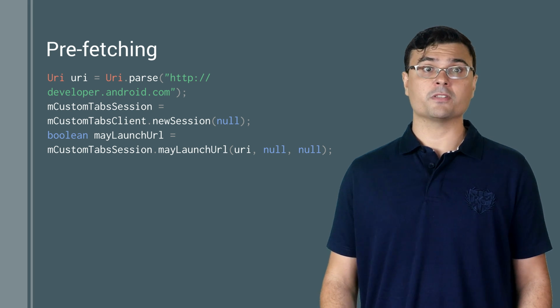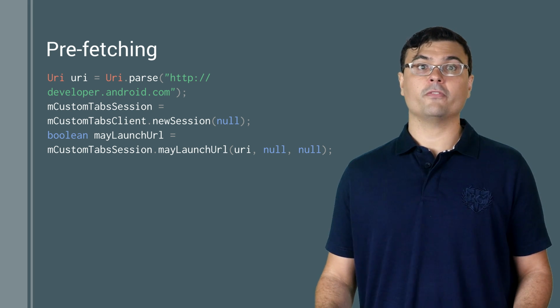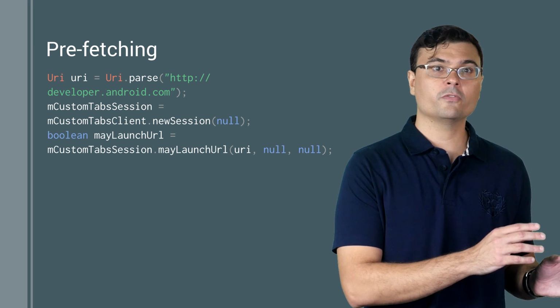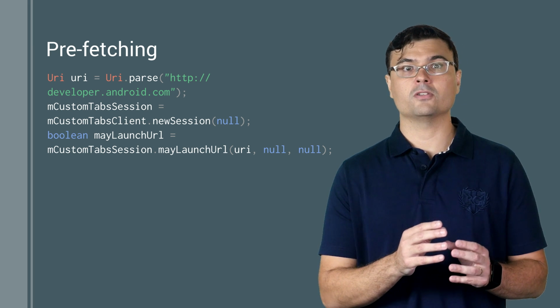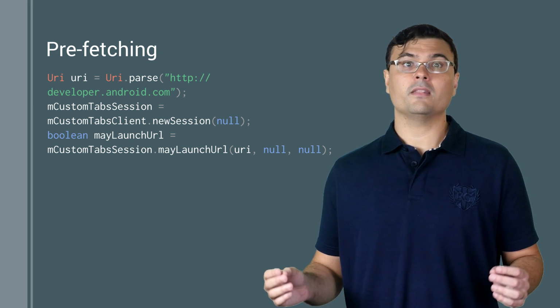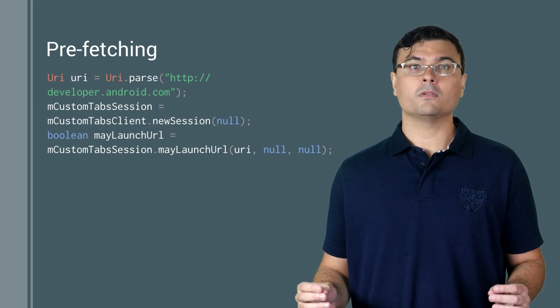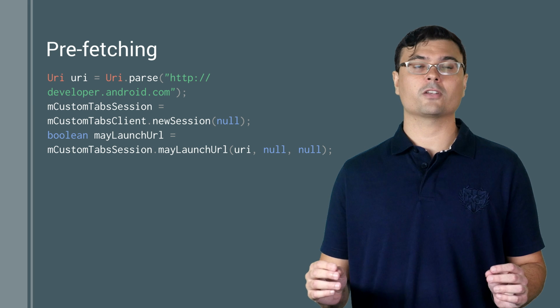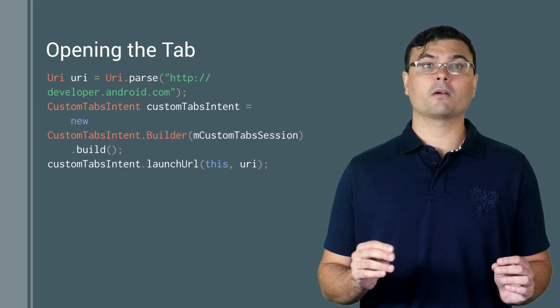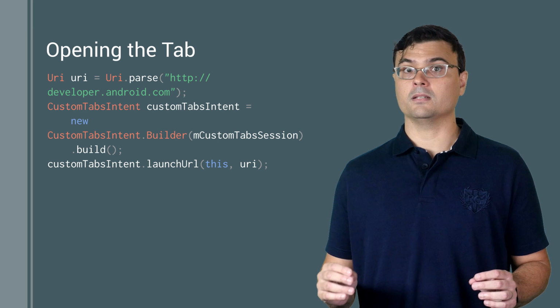Now, if possible, Chrome will start to prefetch the content. It may go all the way from resolving DNS to fetching the page and support content like CSS, JavaScript, and images, and even pre-render the page, up to the point that all that remains is to actually draw the pixels on the screen. You open a Chrome tab by using a custom tab intent.